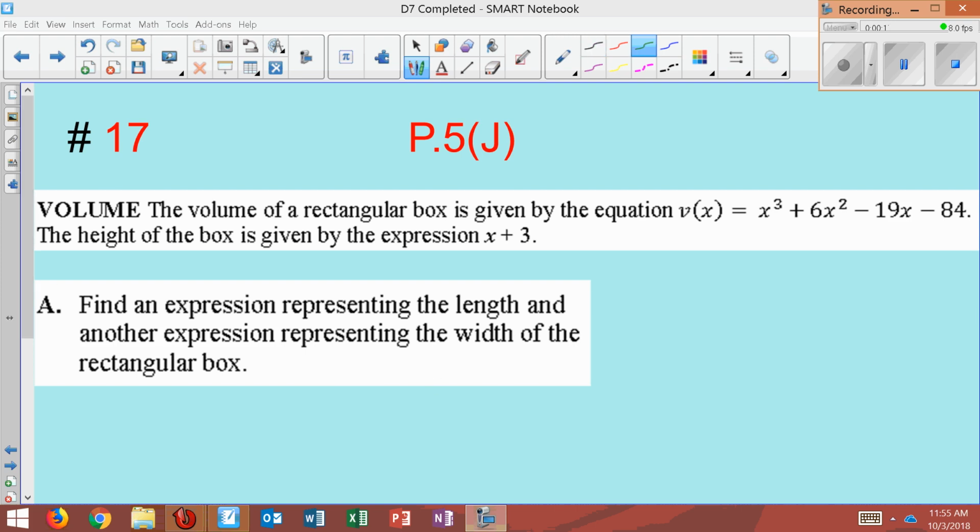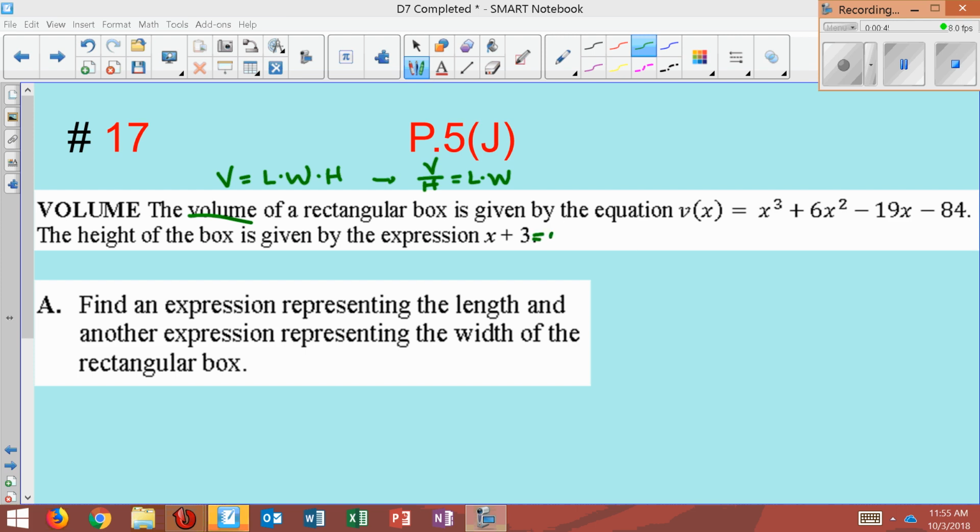Well, since we know that here we have a height of x plus 3, we could divide this out and we should be left with the length and width, because volume, if you remember, equals length times width times height. So if I'm given the height, I could divide it out. If I took the volume and divided by the height, that would leave me with length times width. So that's what I'm going to do here.